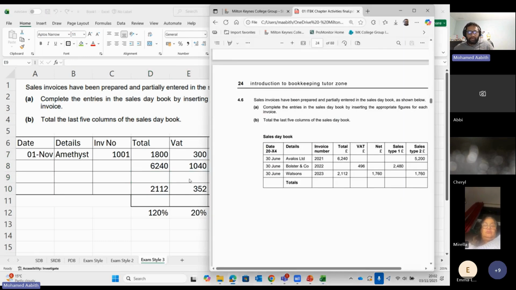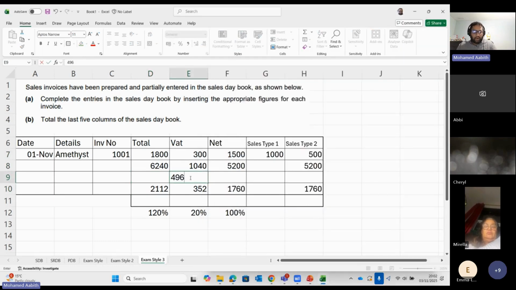So here they give you 496 pounds. I need to fill out the rest of the information. So here they put 2480. How much is that going to be? So this is going to be equal to that times 5. This is 2480. And this number is equal to this plus that, which is 2976.